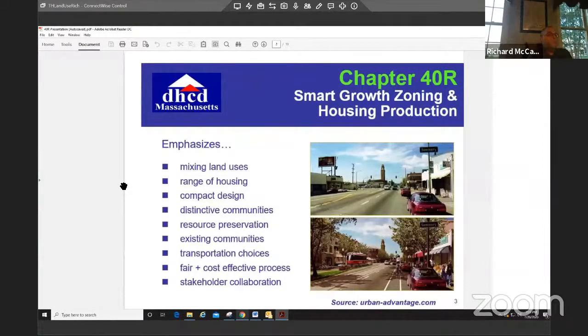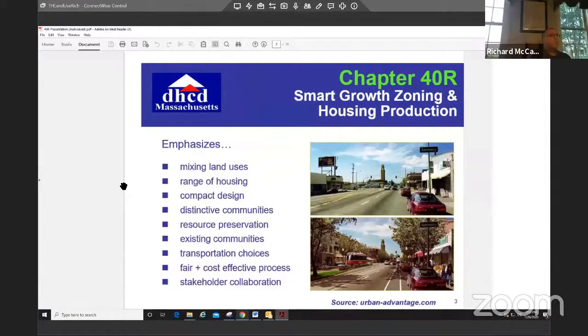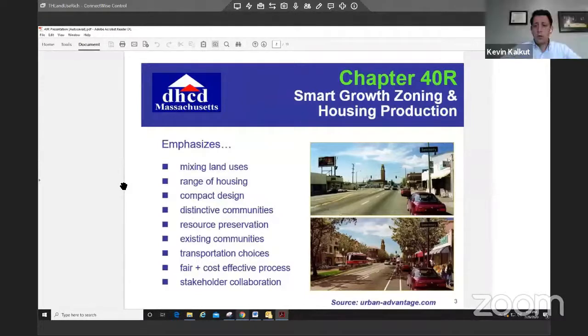So these are the points of emphasis related to the 40R district for a town to give consideration to. Again, these are articulated through the statute itself, unless I need to go through and read each one of those for you. You can read them yourselves, but.